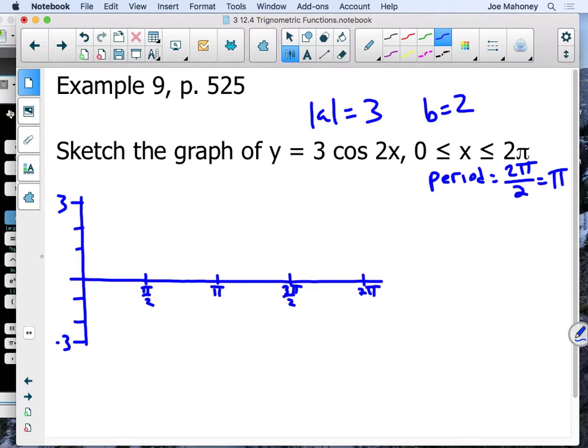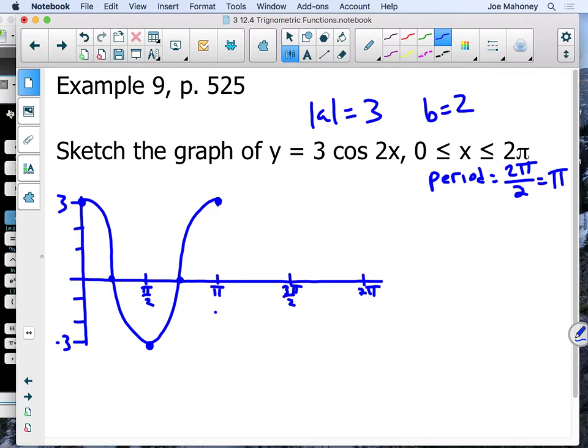So I know some key values for my cosine graph. I know cosine starts up at its amplitude. It ends at its amplitude. In between there, it's down at the bottom. It's the opposite of the amplitude. And in between those two, it's at 0. So 1 cycle of my graph is going to look something like this.